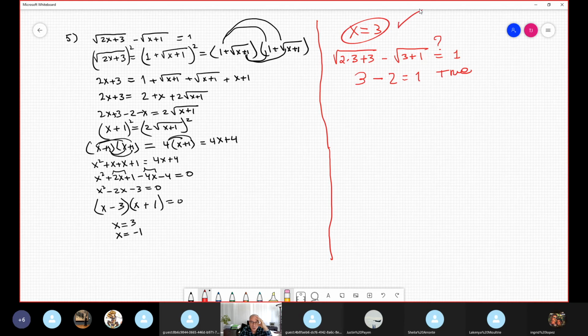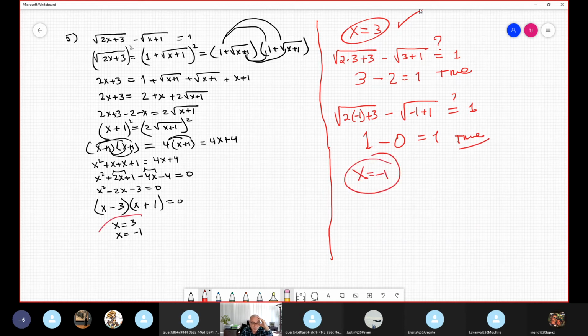Checking that. And negative 1: square root 2 times negative 1, plus 3, minus square root negative 1 plus 1 should be 1. This is negative 2. Negative 2 plus 3 is 1. Square root 1 is 1. Minus, negative 1 plus 1 is 0. Square root 0 is 0. And 1 minus 0 is 1. Yes, it's true also. Therefore, both solutions are good.